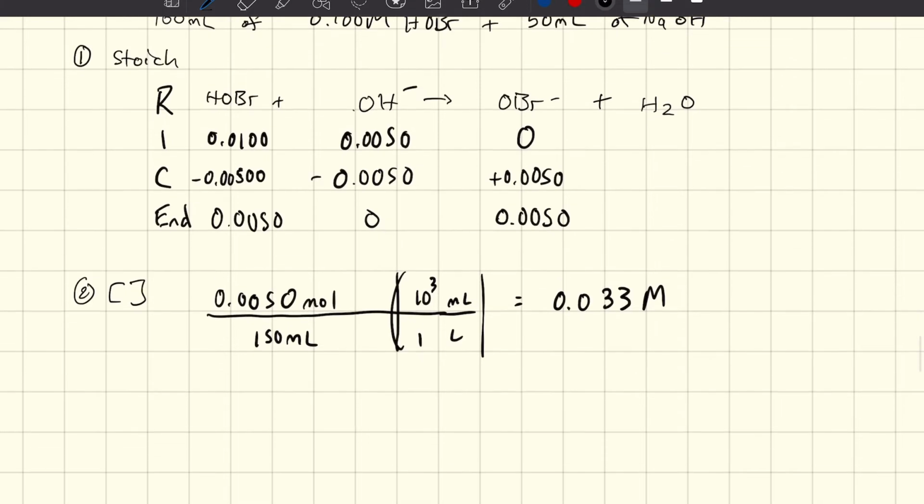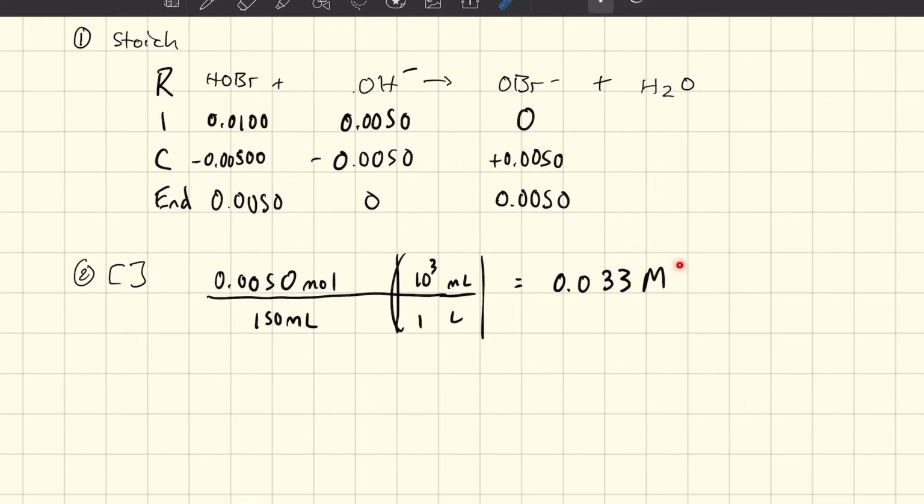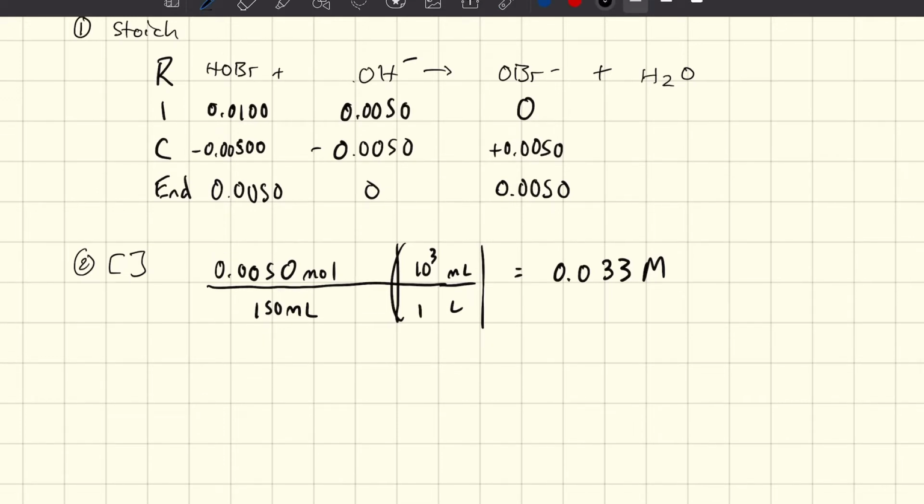Now I have equilibrium values of these. Well, I don't. I have the starting points of a RICE table, but we're going to make the assumption and just say that this is going to be our equilibrium value. Then I can use Henderson-Hasselbalch.